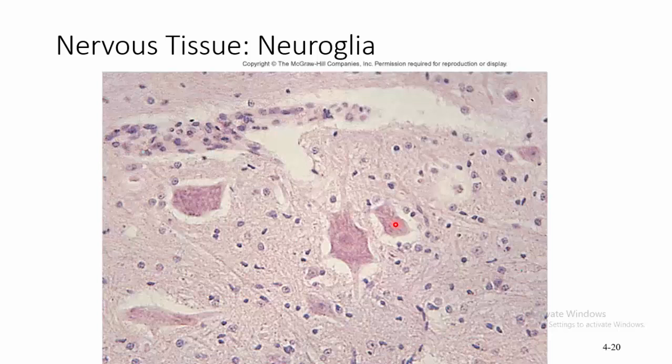So now you've seen the four types of tissue. Let's review them. The epithelial cells, the connective tissue cells in a matrix, the muscular tissue, the contractile tissue, and then finally the nervous tissue. So epithelial, connective, muscular, and nervous tissue.